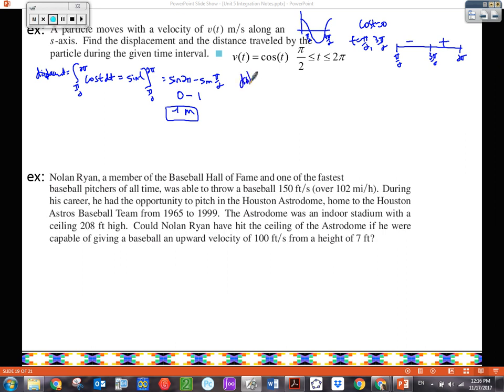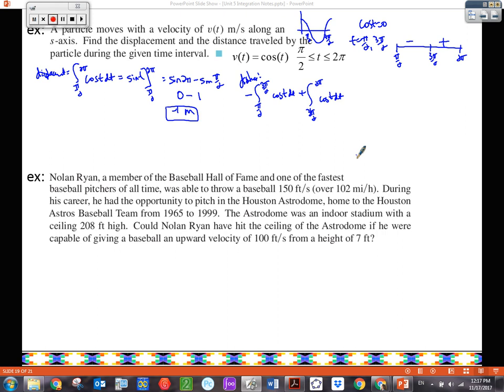So distance is going to be, I'm going to have to do the opposite of my first integral, right? Because this is negative. So I've got to do the opposite of the integral from pi over 2 to 3 pi over 2 of cosine t dt, plus this section is positive, so I don't have to make any adjustments to it at all. So the integral from 3 pi over 2 to 2 pi of cosine t dt. So that's what I need to solve in order to find distance.